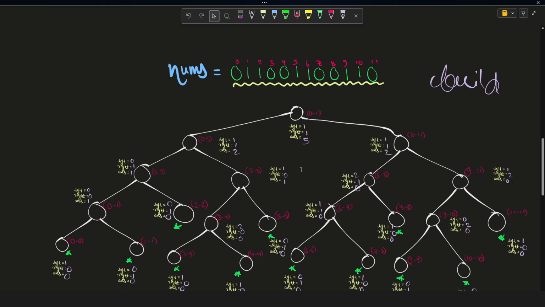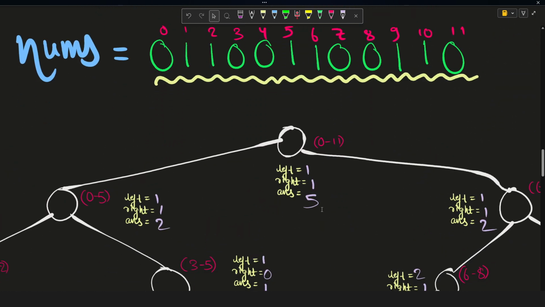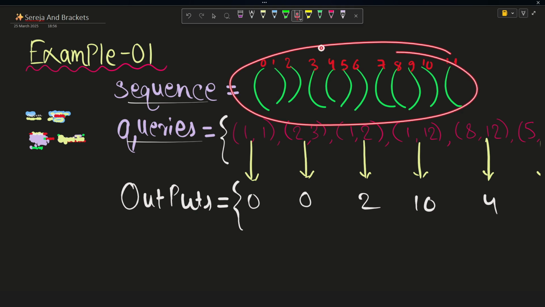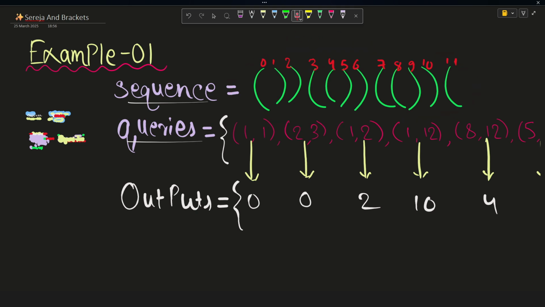And those of you who are wondering how the result for this entire range for the given example is coming out to be 5, if you see the given sequence in the input, so this was our given input, right? Now for the whole range, our answer is coming to be 5.